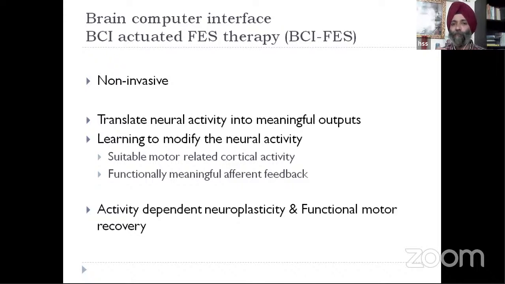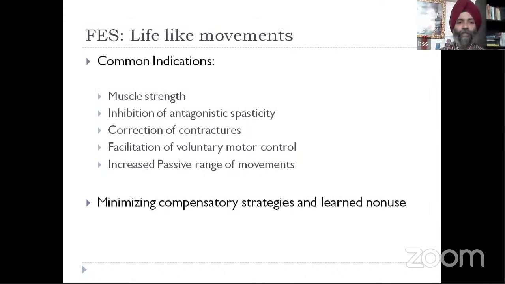What it does is, the volitional effort or the intention to move is detected at the level of the brain, and the peripheral stimulation is done by the functional electrical stimulation. So in a way, we are bypassing the whole nervous system externally, and in this, the person has to learn to modify that neural activity. That means encouraged to produce that reliable and repetitive neural activity, so that the same movement is occurring repetitively by the use of the brain signals. This has led to activity dependent neuroplasticity and better functional motor recovery.